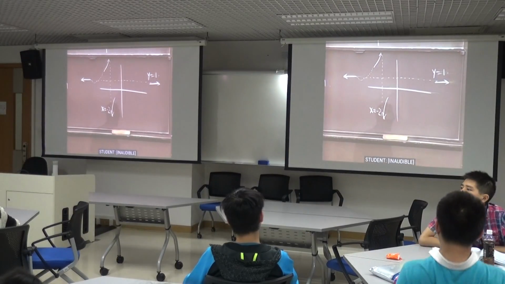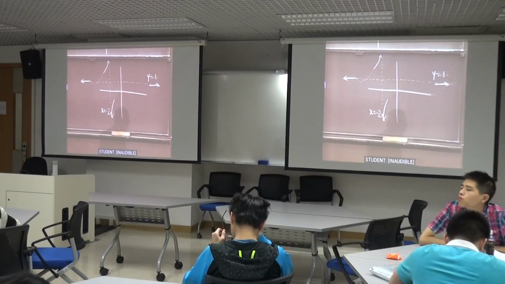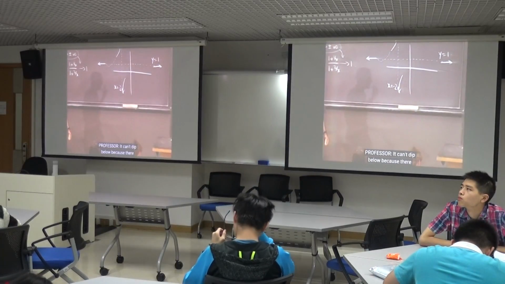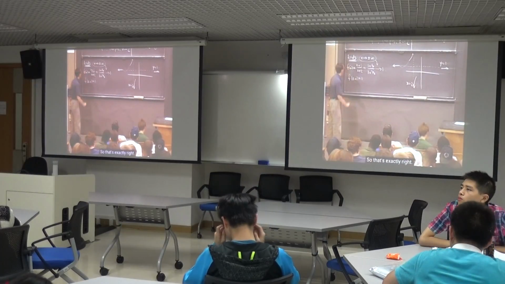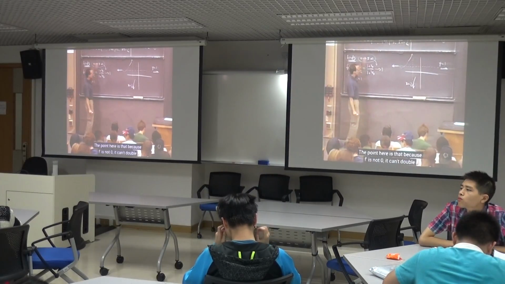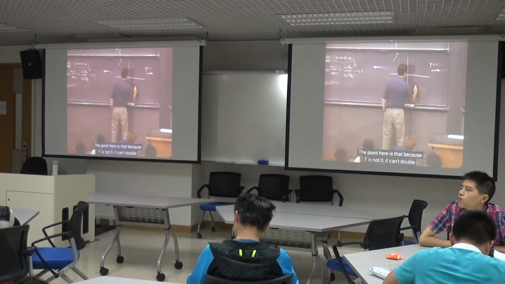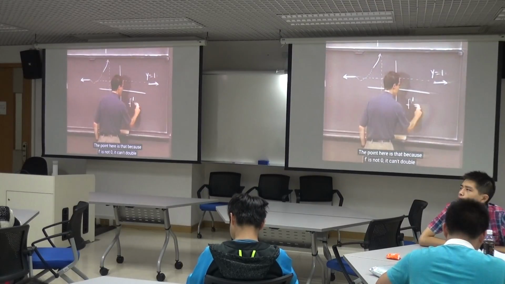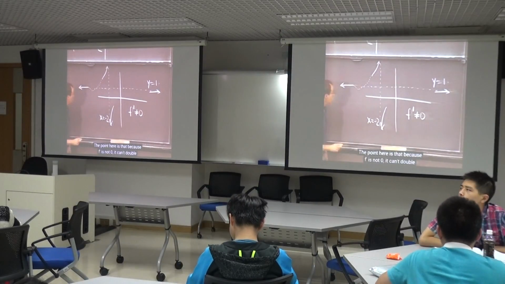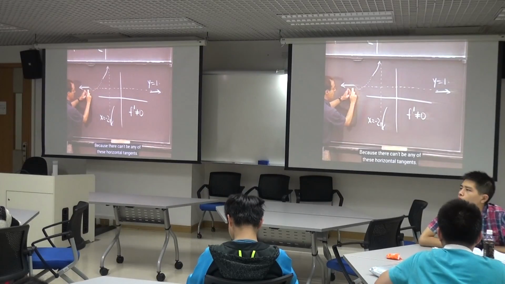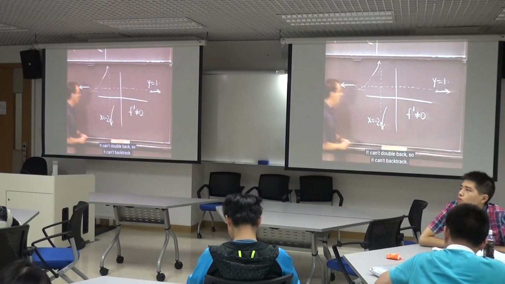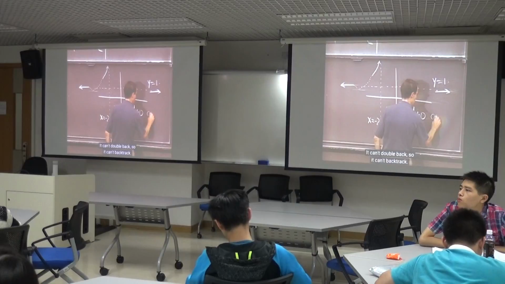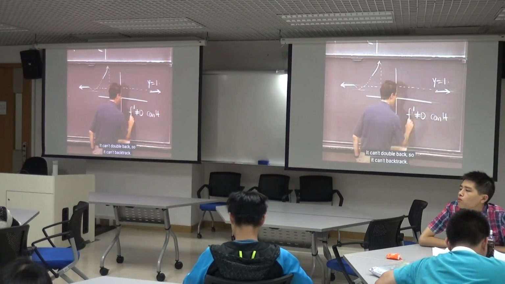Yeah. It can't dip below because there are no critical points. What a precisely correct answer. So that's exactly right. The point here is that because f prime is not 0, it can't double back on itself because there can't be any of these horizontal tangents. All right? It can't double back, so it can't backtrack.